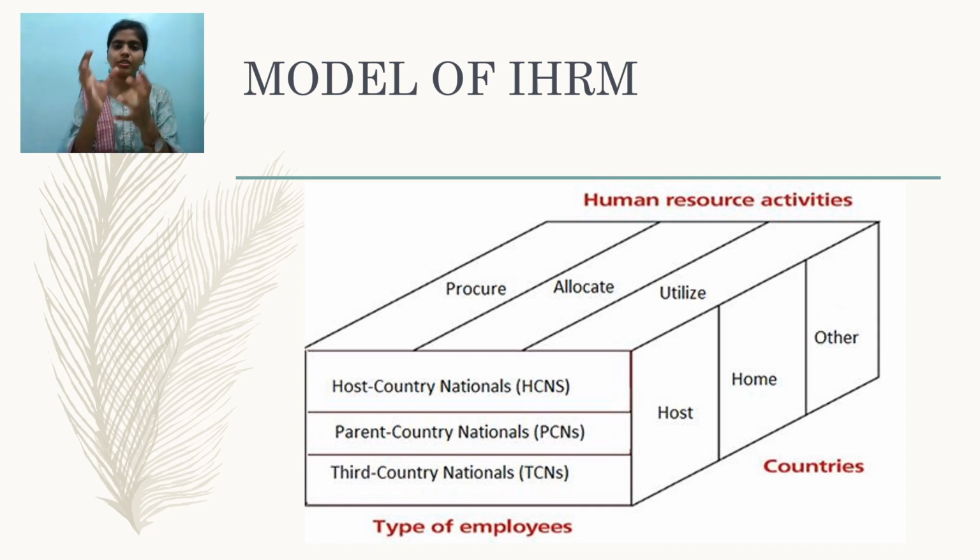So the HR activities can be broadly classified into three. One is procuring, two allocating, and utilizing. And the type of employees denotes what type of employee is going to be recruited or employed in an organization. So they can be classified as host country nationals, parent country nationals, and third country nationals. And likewise, the countries in which these employees are going to be employed, or the organization is going to be operating, can be classified into three, which is the host country, home country, and other country. Okay, so we'll see what is what in the upcoming slides.